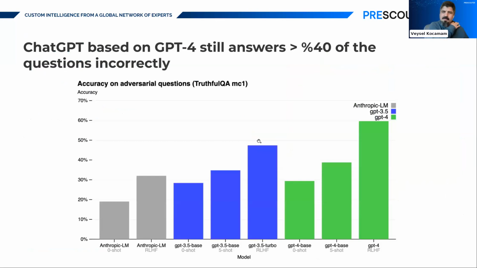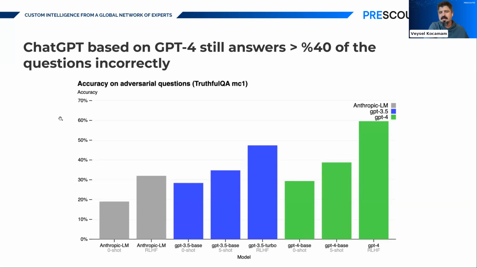Next one. The most important caveat here is that even the most capable language model out there, GPT-4, still answers more than 40% of the questions incorrectly, which means that even the most highly augmented version of the model is still not able to answer 40% of the questions. So you always need a human in the loop for fact checking.